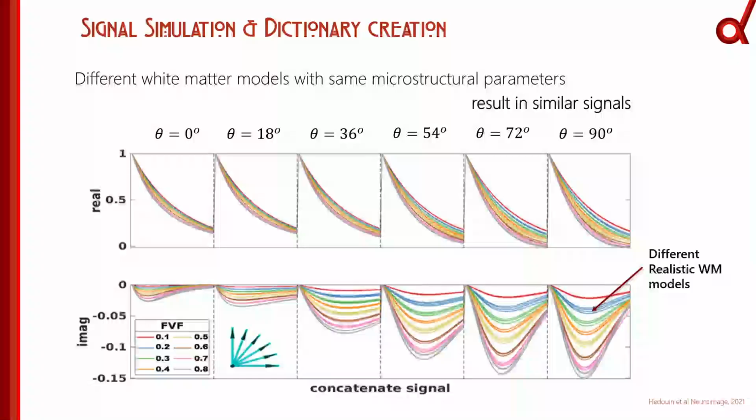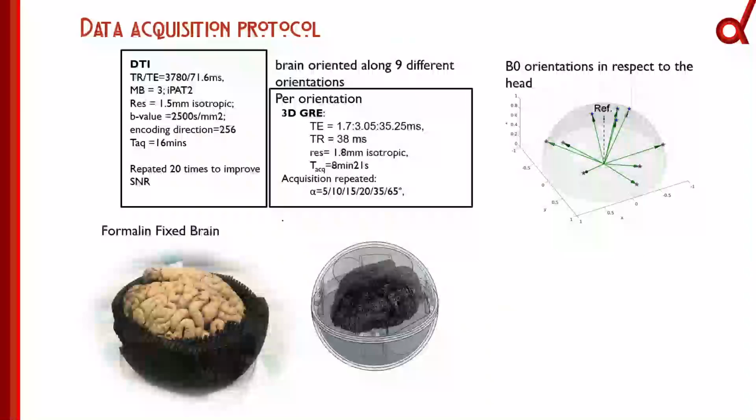But within each of these groups, you have different white matter models, different representations, which have the same FVF and the same G ratio, but generate only slightly different signals. So we can have a representation of the variance that we expect with realistic white matter models in terms of MR signal. Now the problem is, how can we use these dictionaries? We know what kind of signal these white matter models generate. How can we use them to extract information from actual data?